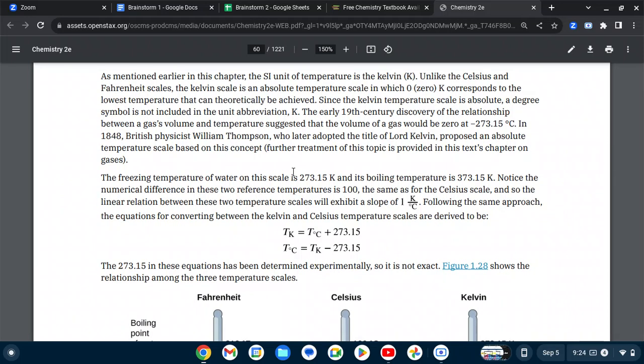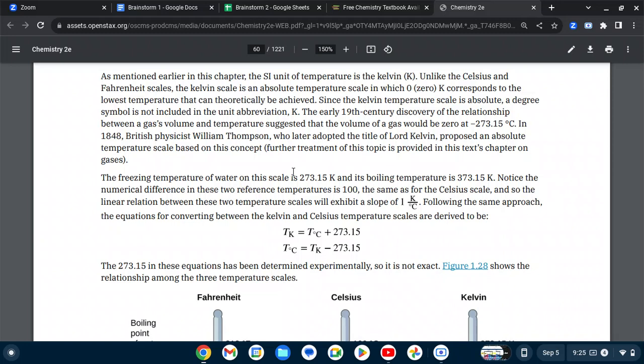As mentioned earlier in this chapter, the SI unit of temperature is the Kelvin. Unlike the Celsius and Fahrenheit scales, the Kelvin scale is an absolute temperature scale in which 0 K corresponds to the lowest temperature that can theoretically be achieved. Since the Kelvin temperature scale is absolute, a degree symbol is not included in the unit abbreviation K. The early 19th century discovery of the relationship between a gas's volume and temperature suggested that the volume of a gas would be 0 at negative 273.15 Celsius. In 1848, British physicist William Thomson, who later adopted the title Lord Kelvin, proposed an absolute temperature scale based on this concept.